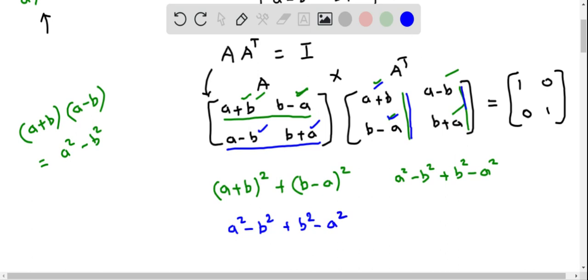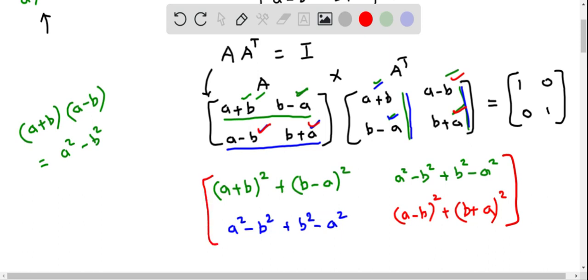Now let's take the second column and multiply with the second row of the first matrix. So here we have a minus b times a minus b, which we can write as a minus b quantity squared, and then b plus a multiplied with b plus a, which is b plus a quantity squared. This is in matrix form, and this equals the identity matrix, that is 1, 0, and 0, 1.